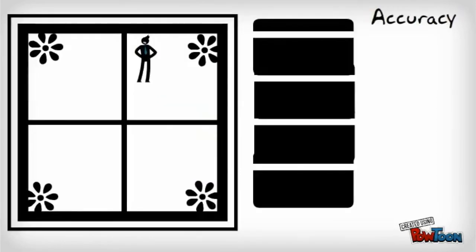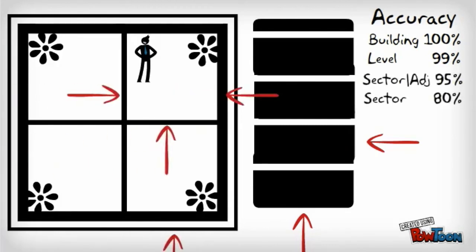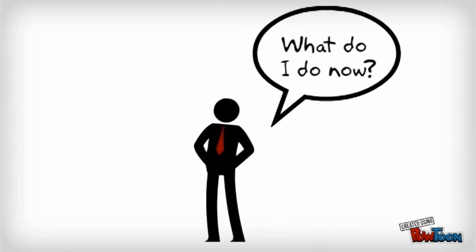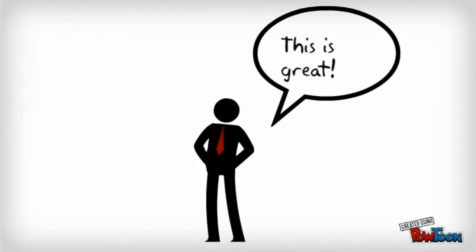Experimental results show the current algorithm can locate a user to the correct building 100% of the time, the correct level 99% of the time, correct sector or its adjacent sector 95% of the time, and the exact sector 80% of the time. During the testing phase of development, it was found that there is an area for improvement in the calibration application with regards to user feedback, and since incorporating that, we have a robust, accurate, easy to use product.